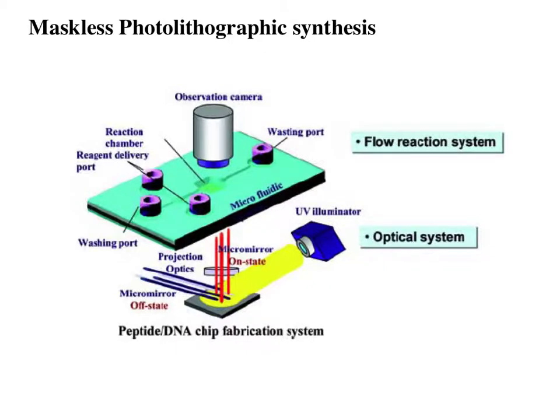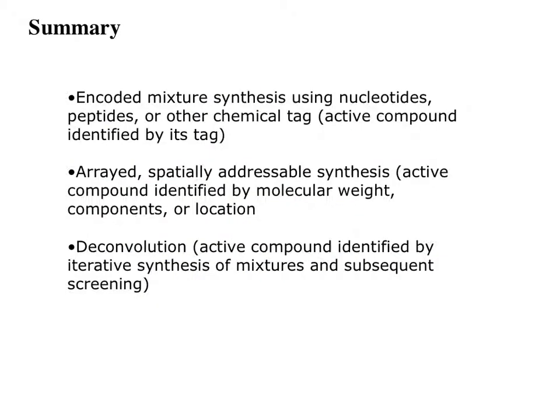So in summary, we've discussed encoded mixture synthesis using either nucleotides, peptides, or other chemical tags, and even fluorescent tags using quantum dots. And the active compound is identified by its tag. We've talked about arrayed spatially addressable synthesis, where the active compounds are identified by molecular weight, components, or location. We've talked about deconvolution, trying to identify what's on those beads, and screening.